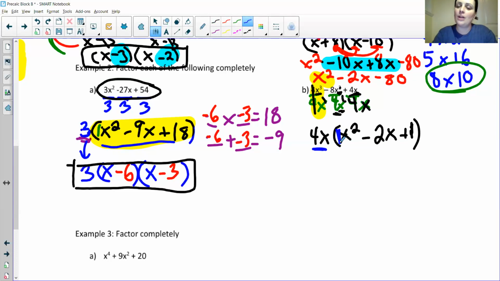All right, so now we're going to look for two numbers that multiply to 1 times 1, which is positive 1. And those same two magic numbers have to add to negative 2. So again, we have a positive product, which means both numbers have to be either both negative or both positive. They have to add to a negative sum, which means the numbers are going to be both negative. Pause the video here and see if you can figure them out.